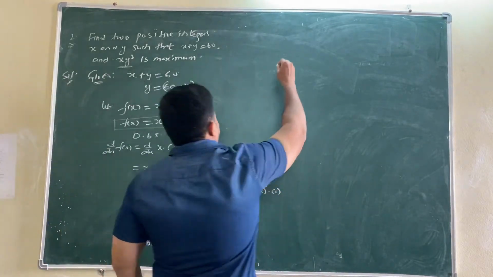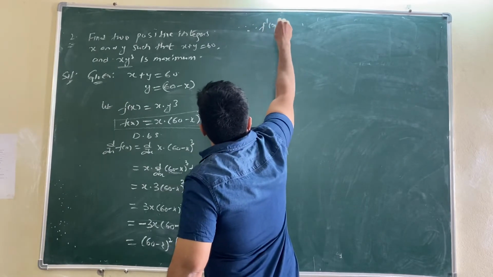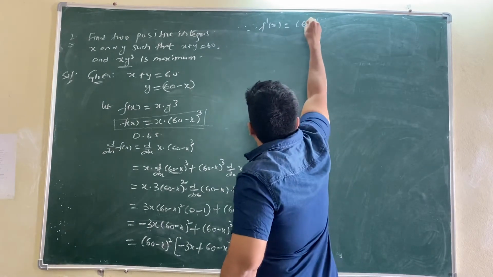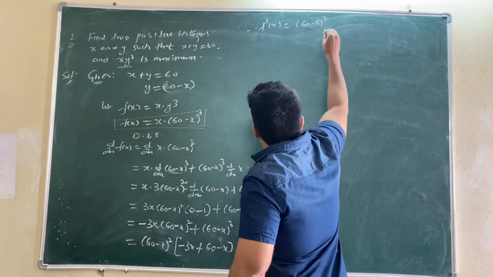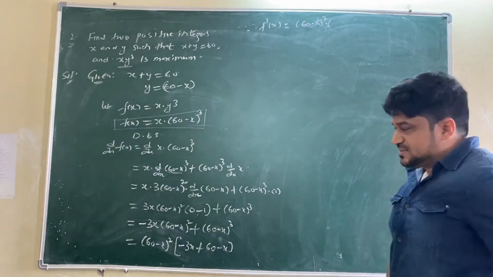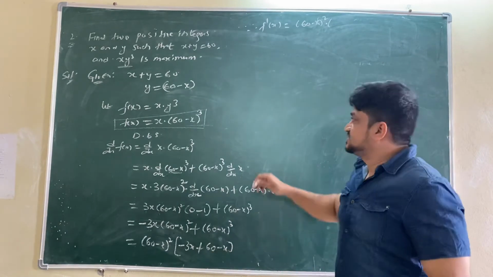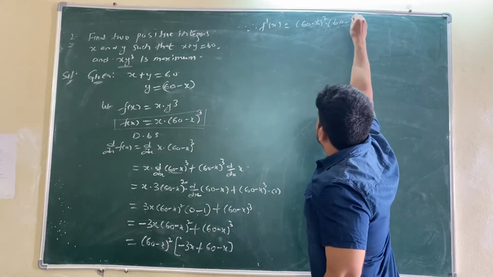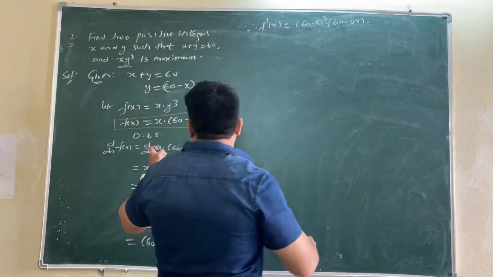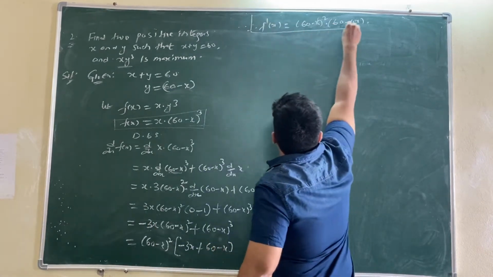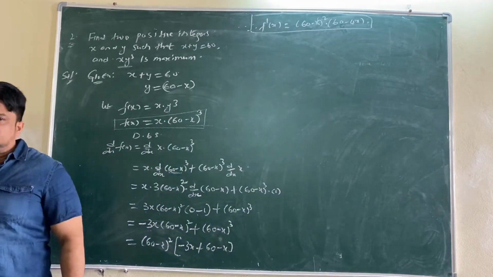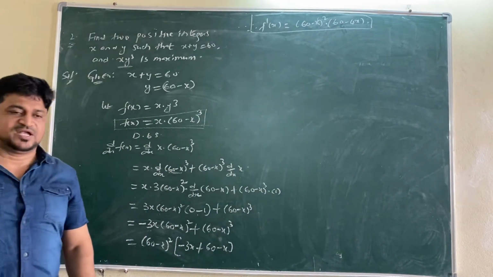Now we can write this f dash of x as 60 minus x whole square into, how many x are there? Minus 3x minus 1x, minus 4x. This is f dash of x. Okay. We have taken f of x and differentiated. In differentiation, you got u v form. So once we get u v form, we got f dash of x. Now check the method of finding maximum.